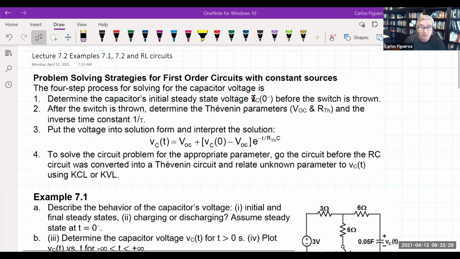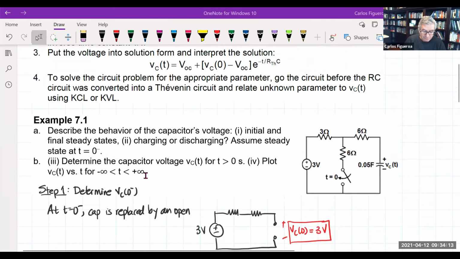Typically, the way I set it up is that I solve for the initial voltage of the cap before the switch is thrown. After the switch is thrown, we solve for the Thevenin parameters. There are 3 of them: VOC, RTH, and 1 over the time constant, not the time constant. The only time we care about the time constant is when we have to do the plotting. Once I have my circuit in Thevenin form, I use the Thevenin solution to write down the solution. Then typically I go back and solve the circuit problem. And remember, these circuits cannot use mesh or node.